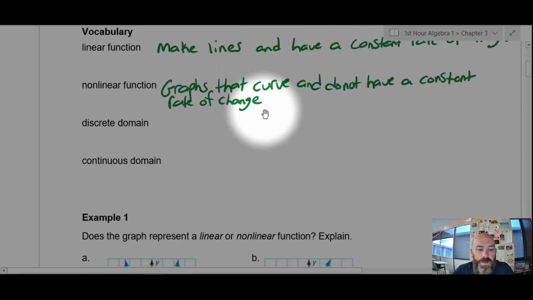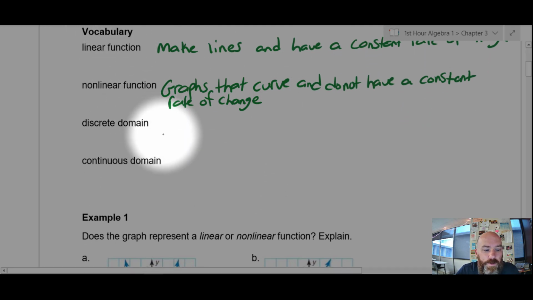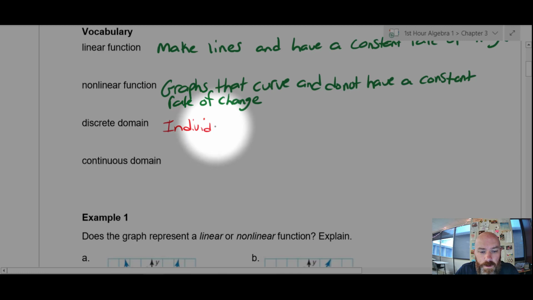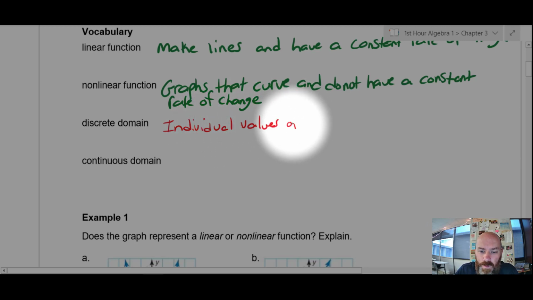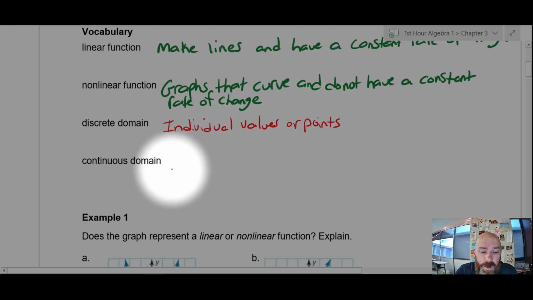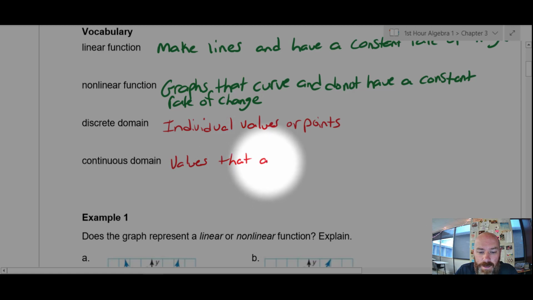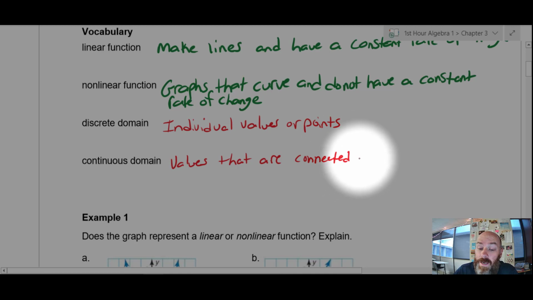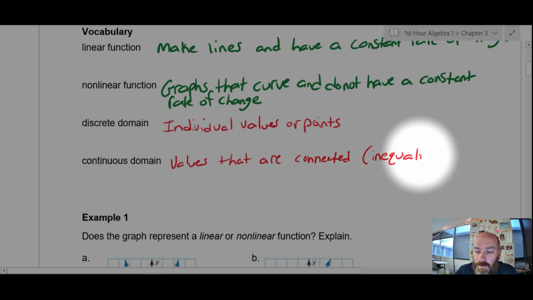All right, discrete domain and continuous domain. Discrete is basically individual values or points, where a continuous domain is where you have values that are connected, or points that are connected, also known as an inequality.